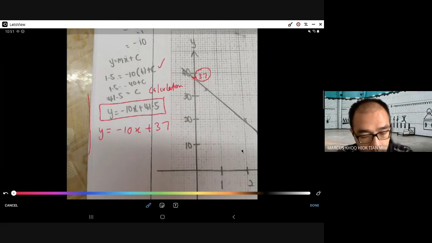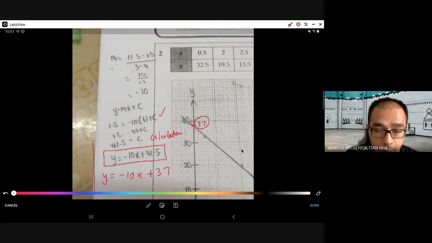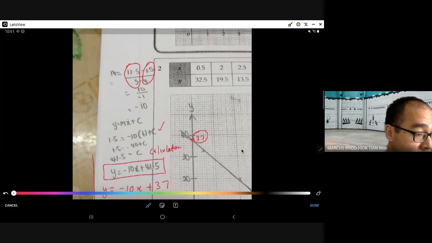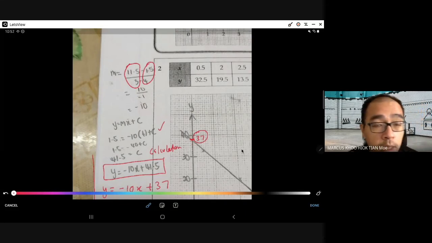Okay, so I'm not sure what happened to Benedict and Freya. So what Stephanie did was she chose these 2 points, 1.5 and 3, 1.5 and 4, which is the 4th and the 6th point. Okay, the 4th and the 6th point. Also can, okay, also no problem.